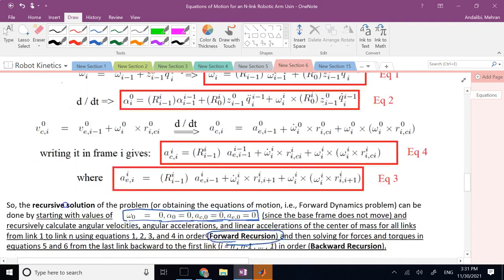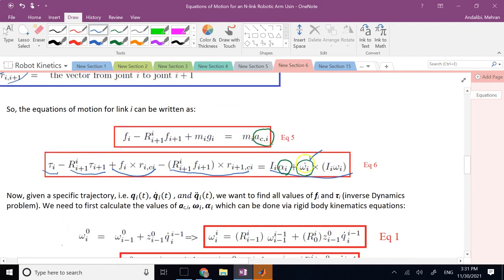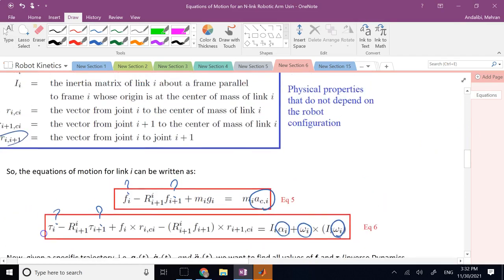Then once I have all a's, alphas, and omegas, I go to equations 5 and 6. If you look at equations 5 and 6, these equations are also recursive. Each frame is related to the previous frame. But what's the difference here? In order to find the f's and the tau's, I need to go from the end effector back to the base frame.